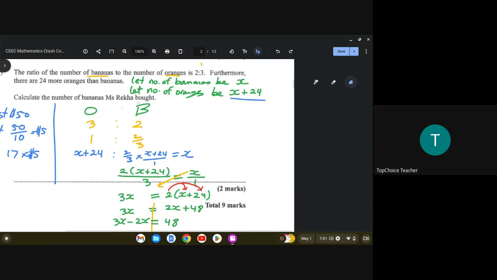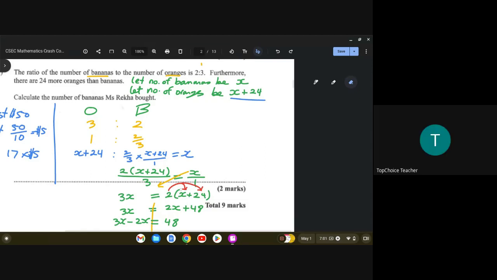the number of bananas she would have bought would be 2 over 3 multiplied by x plus 24. That is this. This expression in blue represents the number of bananas she bought. And we had let that be equal to x. So when I make this equal to x, I have an equation that I can solve for x. And all I did is go through the steps of algebra to solve for x. And that is how I got the number of bananas she bought.